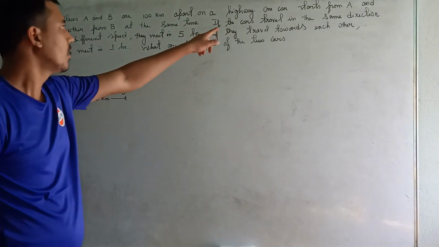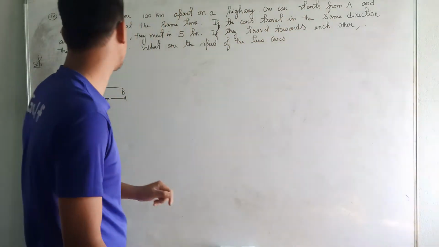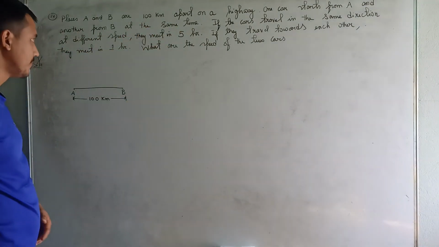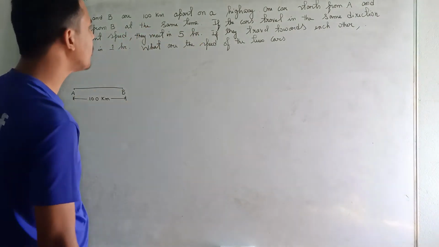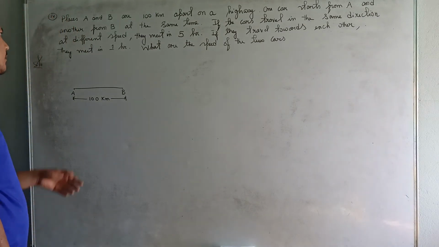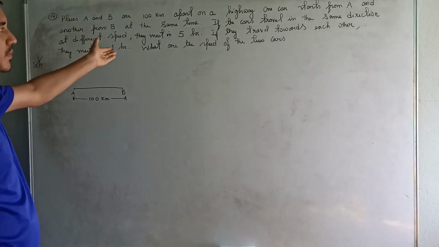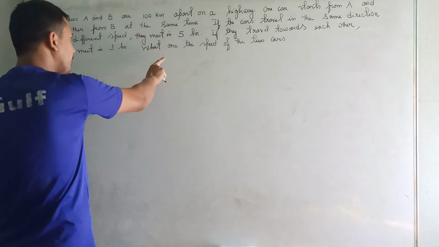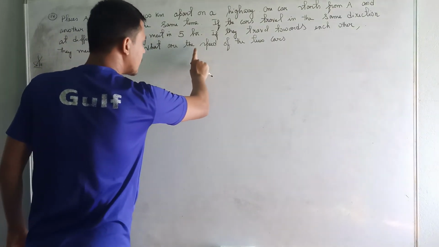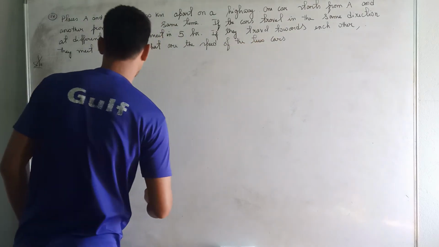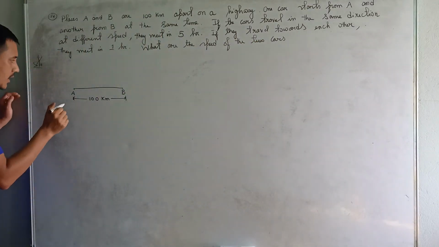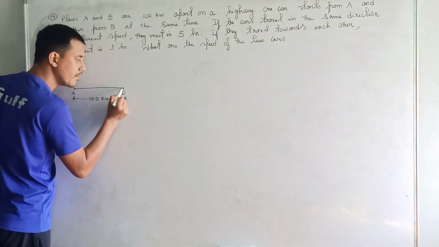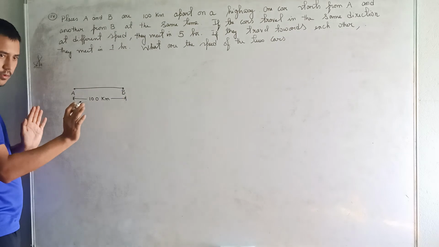One car starts from A, another from B at the same time. If the cars travel in the same direction at different speeds, they meet in 5 hours. Okay, whatever. What are we asked here? What are the speeds of the two cars? One car started from A, the other car started from B. They are starting at the same time, okay?